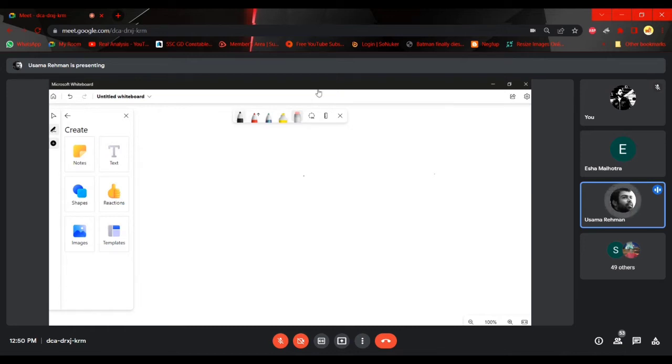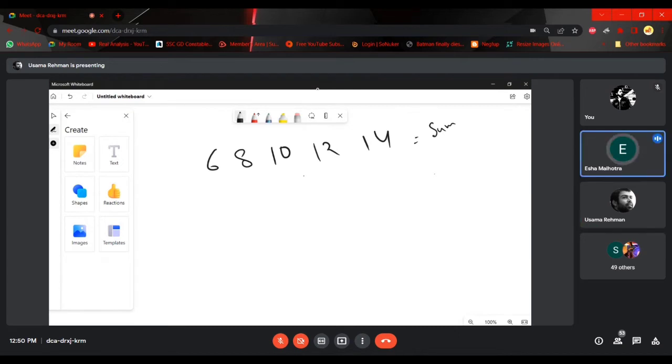So we have a small data set, 6, 8, 10, 12 and 14, only 5 numbers. Tell me the sum, how much is it? 50. What is n? N means the total number of samples: 1, 2, 3, 4, 5. So 5. What would be the mean? 10.